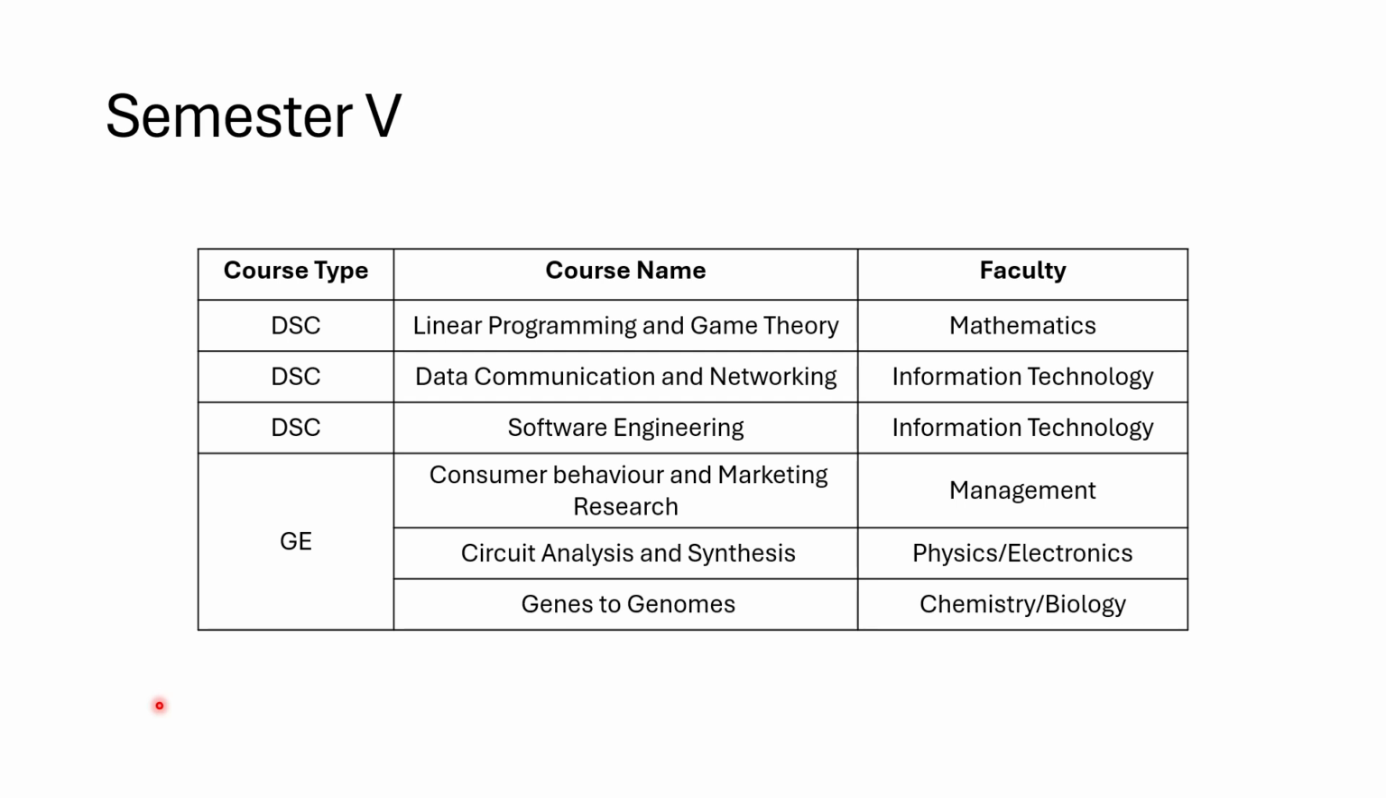Okay. From DSCs, we have from mathematics, linear programming and game theory, which is the first part of operations research, by the way. From IT, you have data communication and networking and software engineering. Now, talking of the GEs, from management, you have consumer behavior and marketing research. From physics electronics, you have circuit analysis and synthesis. From chemistry biology, you have genes to genomes. So, we are getting more into genetics here in biology.